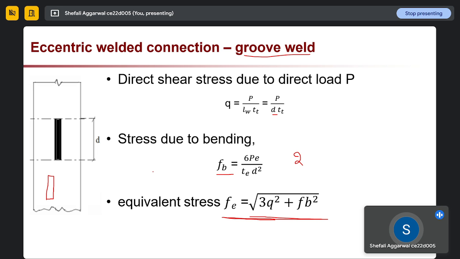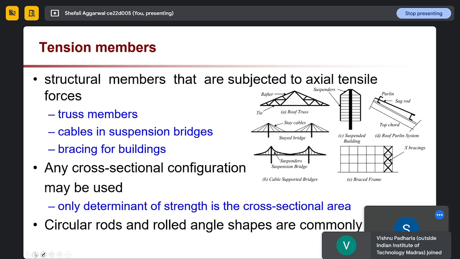So these are the different design steps. Question we will see at the last. If anyone has any doubt, you can ask now. Okay. If no doubts are there, then we'll go to the next topic.